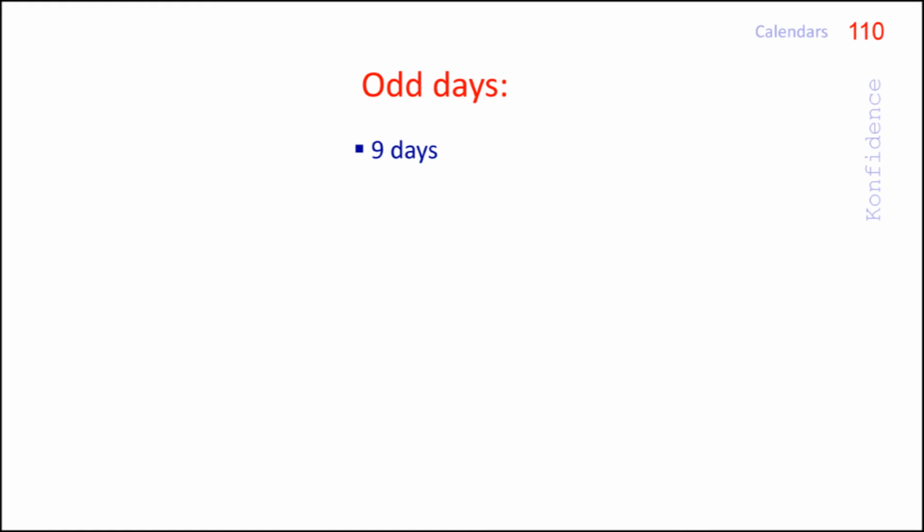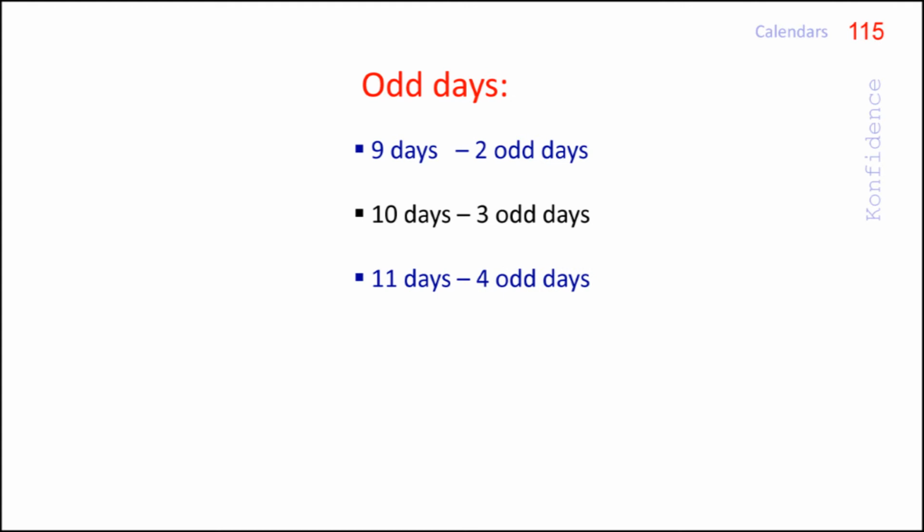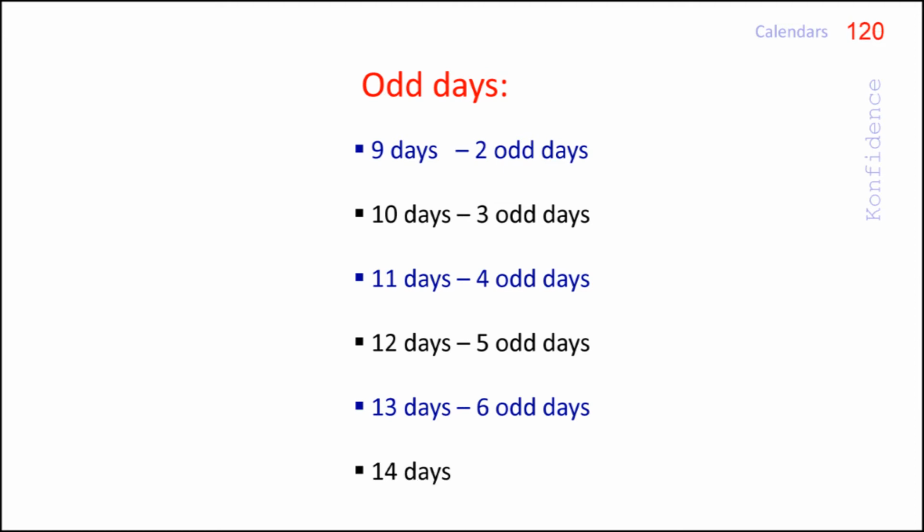If there are 9 days, there will be 2 odd days. If there are 10 days, there will be 3 odd days. If there are 11 days, there will be 4. If there are 12 days, there will be 5 odd days. If there are 13 days, there will be 6. 7 days of a week plus 6 odd days. If there are 14 days, there will be 0 odd days because 7 odd days means that they will form one full week and hence there will be no odd days.